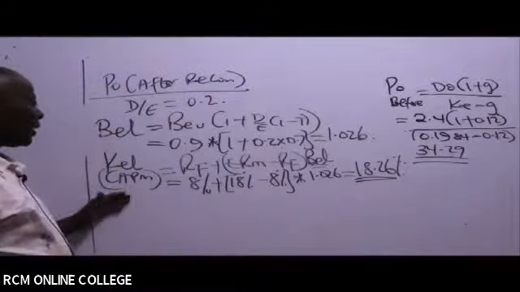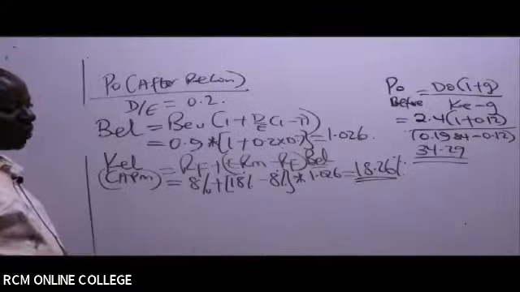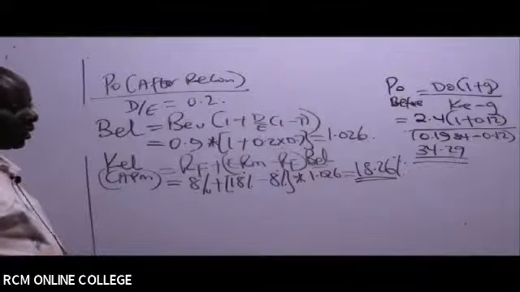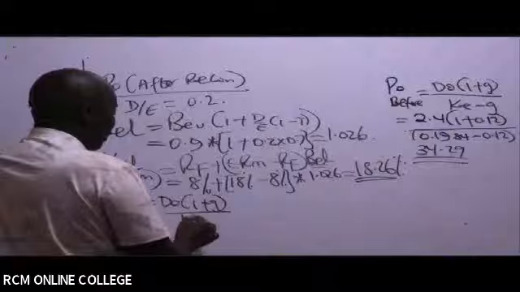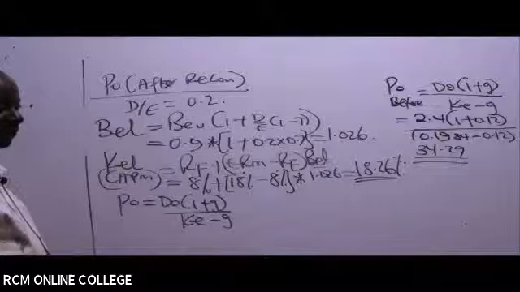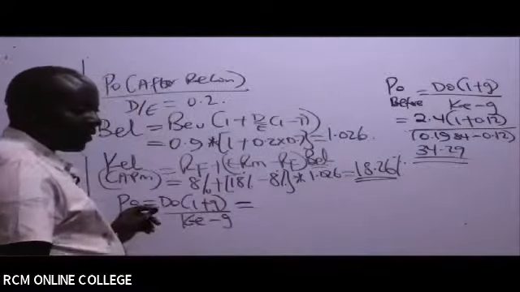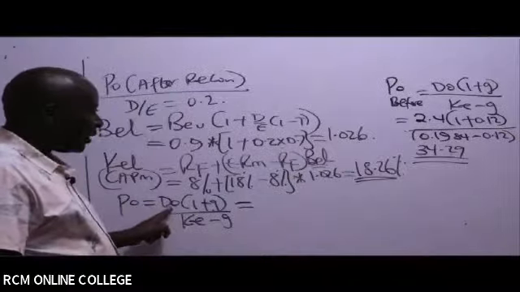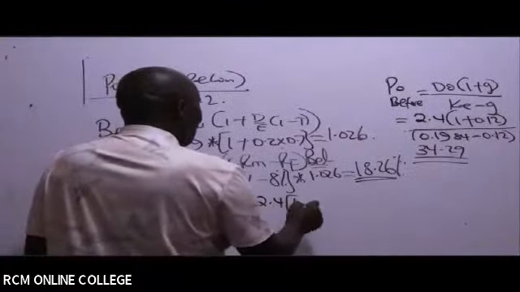So now after Bell and Kel, automatically we go to the father, isn't it? The father is the share price, P0. Give us P0, which will be equal to D0 into 1 plus g, all over Ke without government. Already they have an answer. So what is D0? What is D0, somebody? Please give us the D0 first of all. 2.4. We had already gotten this.